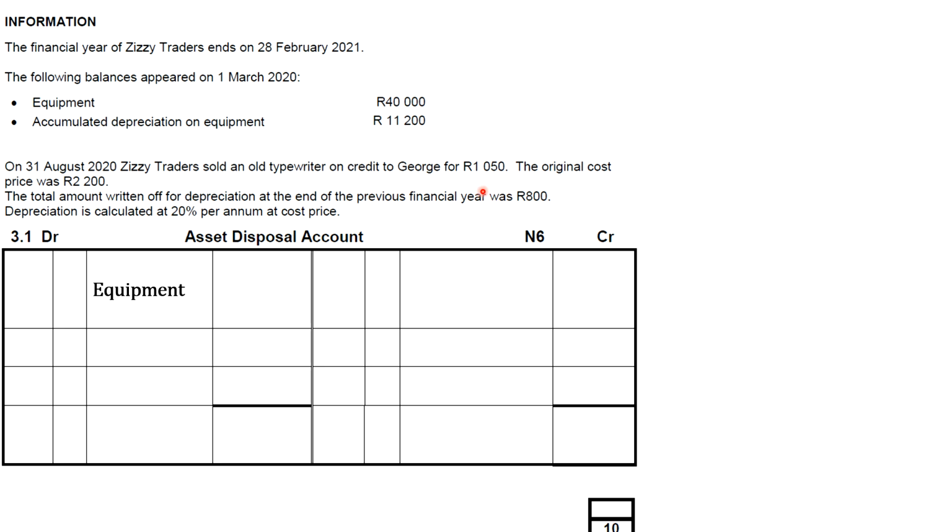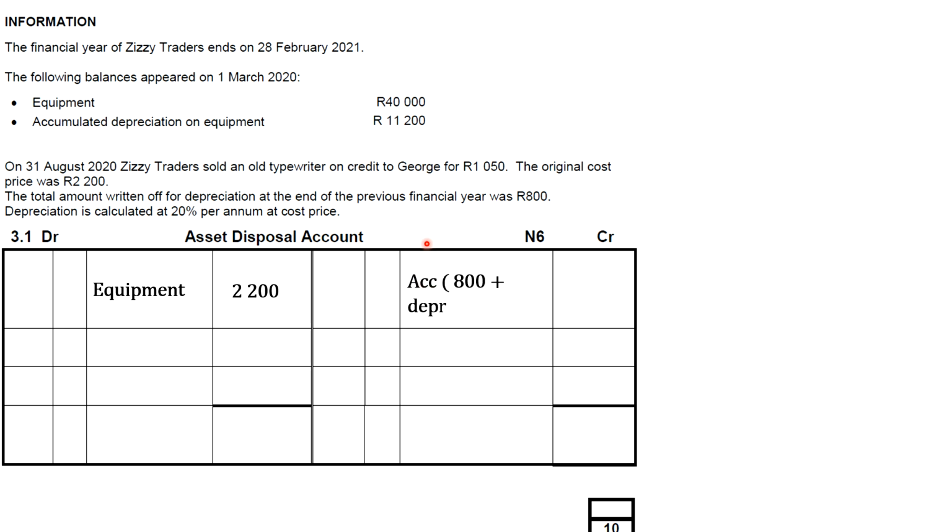We write our amount. No, the cost price was 2,200, my mistake. So we write our amount here, 2,200. Then here on the credit side, we're going to write our accumulated depreciation. But that is not all.